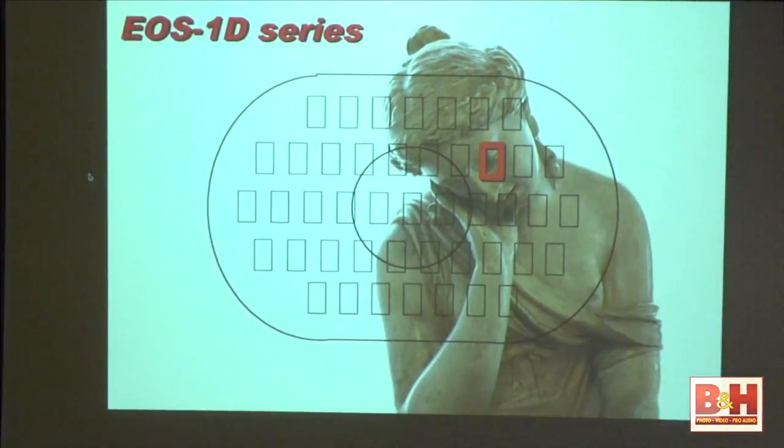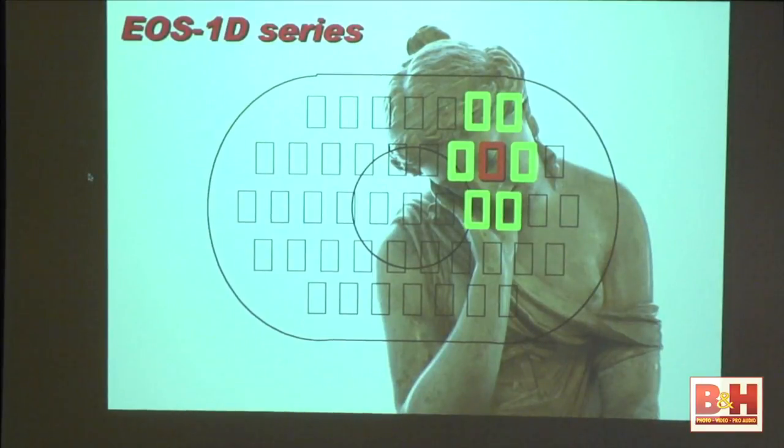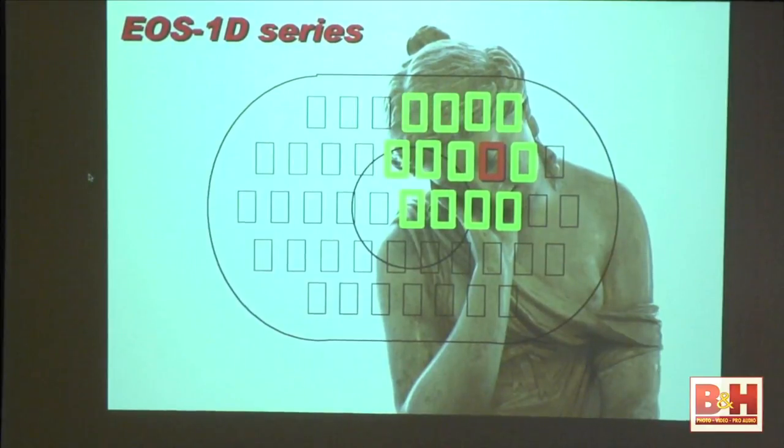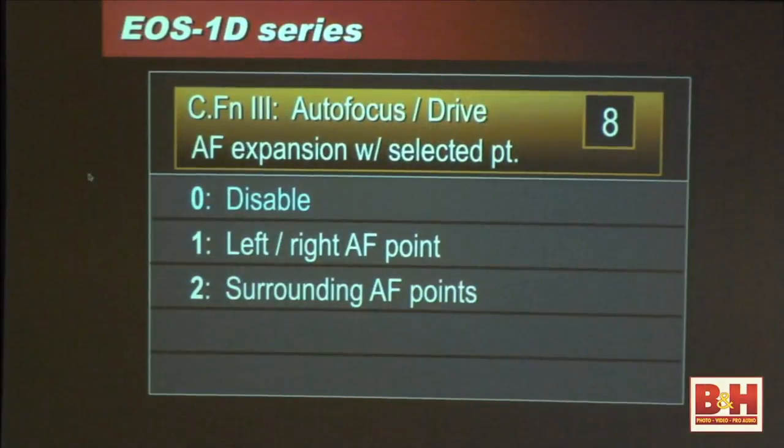When you manually pick a single focusing point, you've got the ability to expand it by picking one on either side. You can pick a ring of surrounding points, and with the 1D Mark IV, you can pick an even bigger cluster of points that, depending on where the point is you're initially working with, can add up to 18 surrounding points. So what you're going to see on the 1D series cameras, the Mark IIIs, the Mark IVs, and so on, is a menu that looks something like this.